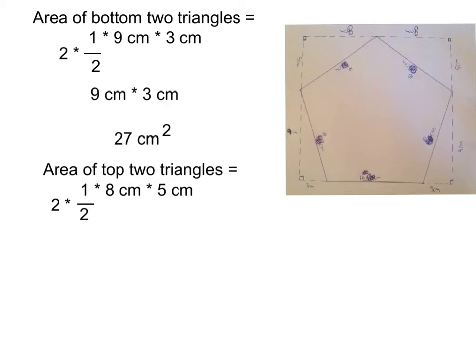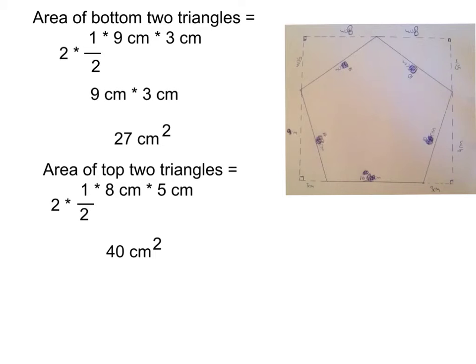Next, we're going to calculate the area of the top 2 triangles. We're going to multiply 1/2 times 8 centimeters times 5 centimeters by 2, because we have 2 triangles of equal size. 2 times 1/2 gives you 1, and we simply multiply 8 centimeters by 5 centimeters. 8 centimeters times 5 centimeters gives you 40 centimeters squared. That's the area of the top 2 triangles.